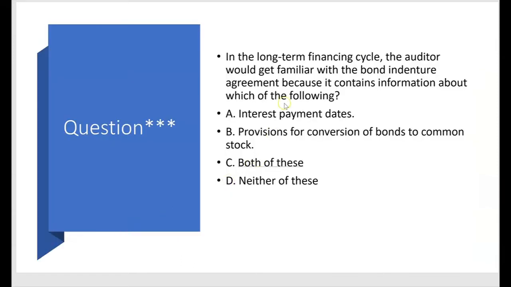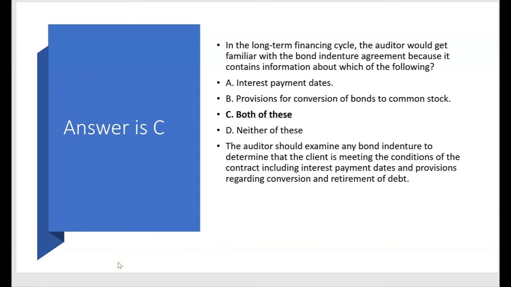Let's try this question. In the long-term financing cycle, the auditor would get familiar with the bond indenture agreement because it contains information about which of the following? Interest payment dates? Yes. Provisions for conversion of bonds to common stock? Sure. You think the auditor would want to know the interest payment dates of the bonds? Absolutely, because if the client missed one of those interest payment dates, they're in default. And of course, provisions for conversion of bonds to common stock, the conversion ratio would be in the bond indenture as well. So both of these are correct, letter C.